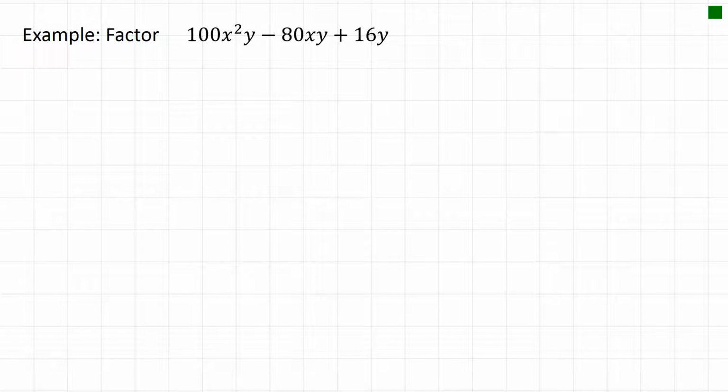So looking at this next example, it looks like we have the potential for a perfect square trinomial because 100 and 16 are both perfect squares. But if you look closely, we also have a greatest common factor here. So I could actually pull out a 4y from this example. So 100 divided by 4 is 25. Pulling out the y leaves me with x squared. 80 divided by 4 would leave me with 20x. And 16 divided by 4 leaves me with 4.